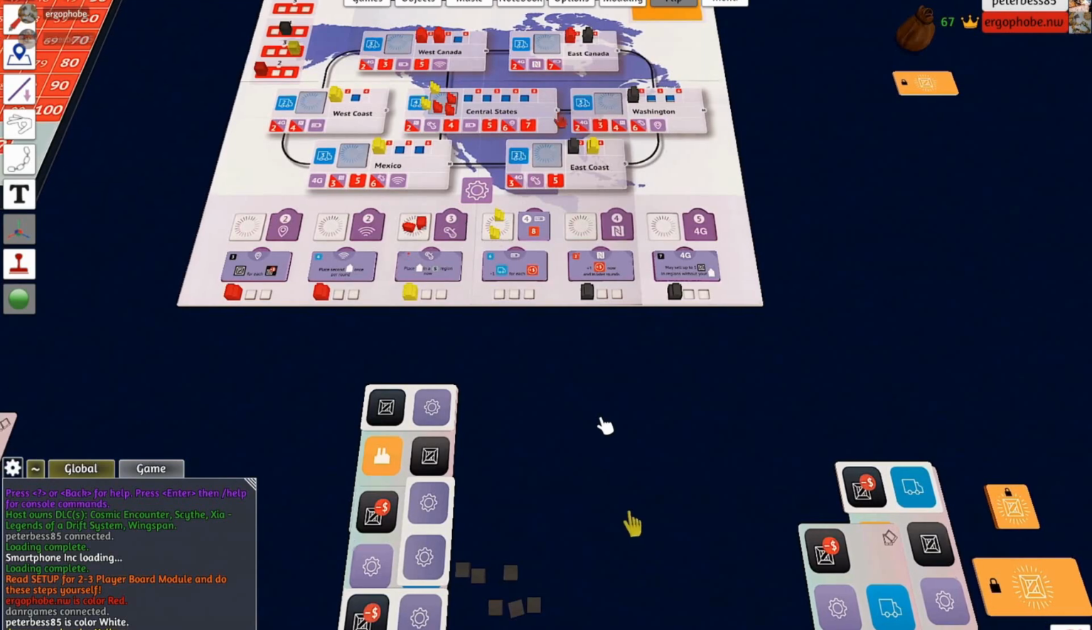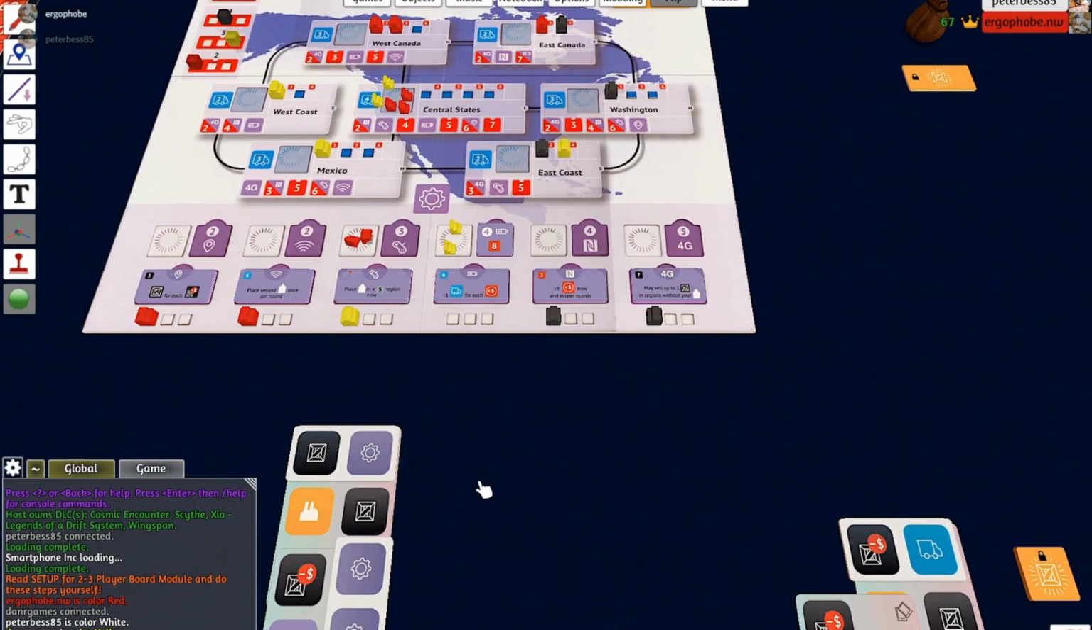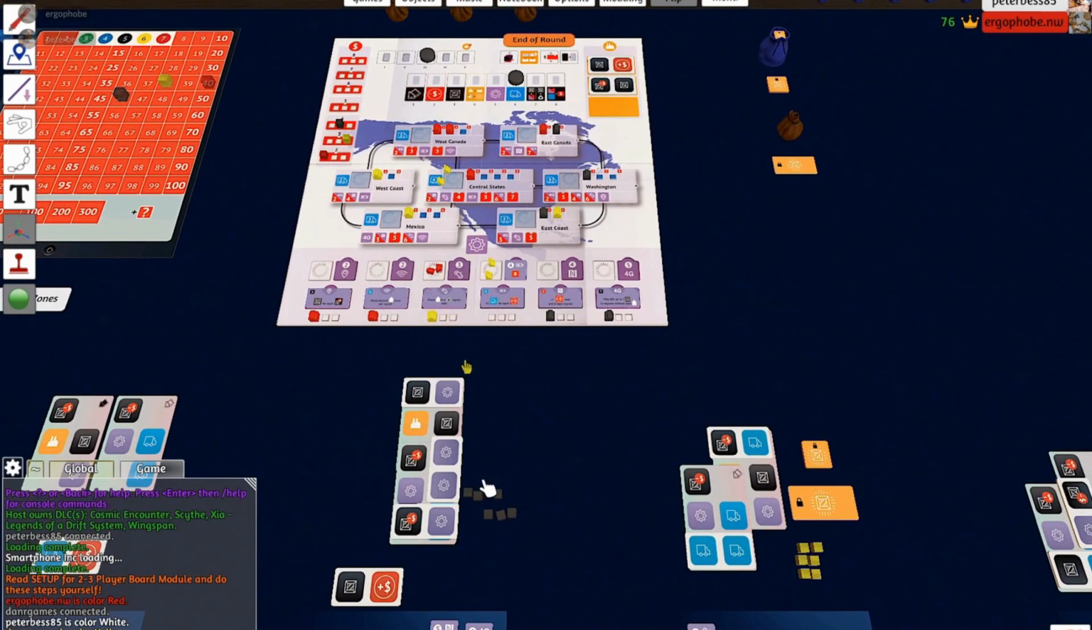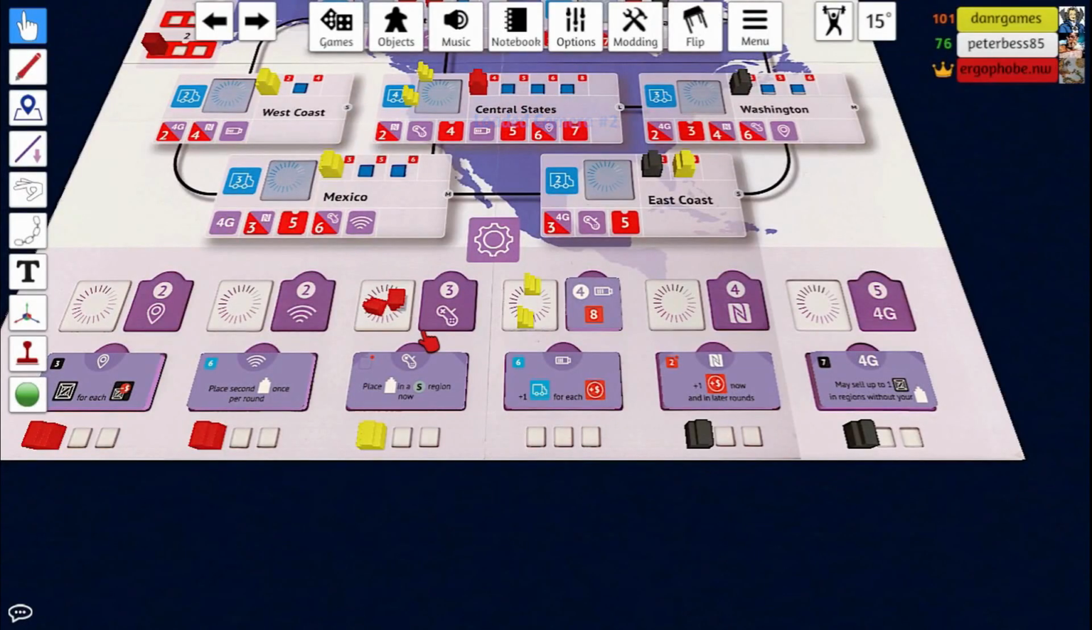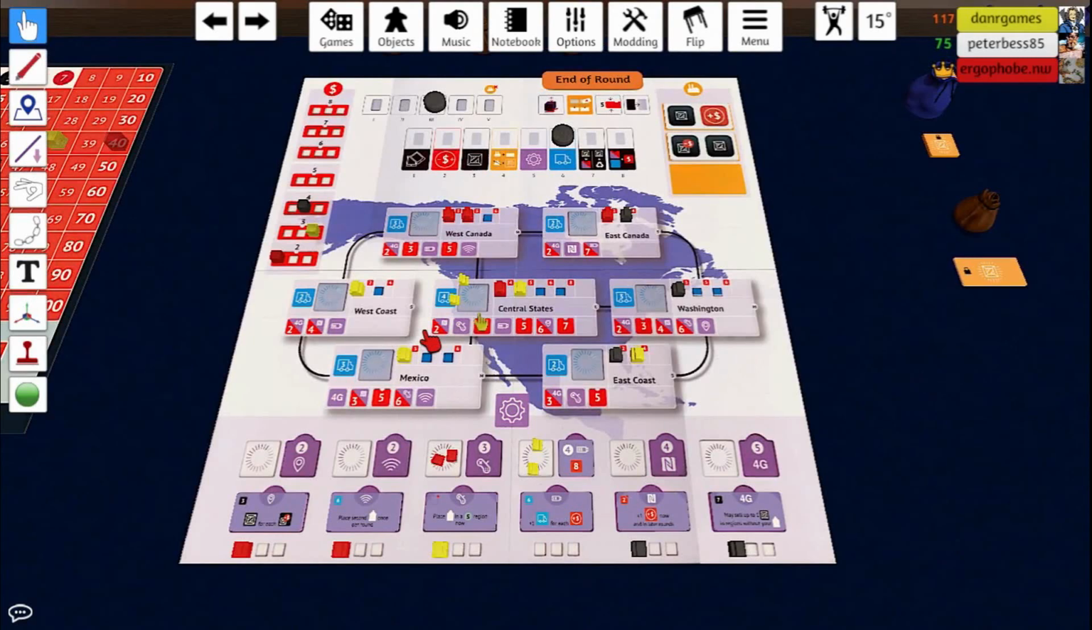Okay, so now we deliver goods. I have, well, yes, expand or whatever you want to call it. Expand, yeah. I expand into here with my 1. And then Dan, you're next to expand. Okay, I've got 4 to play with. So I think I will also jump in here. That's 2 of my 4. My other 2 will go here, I guess.